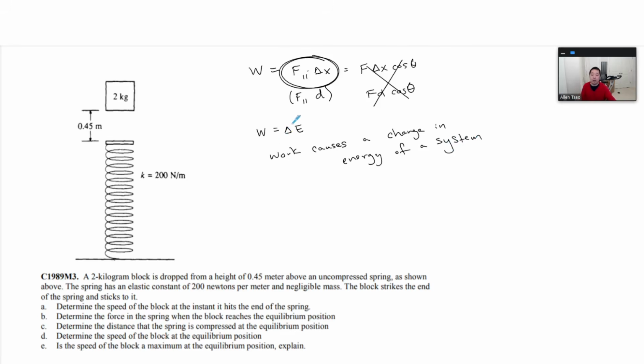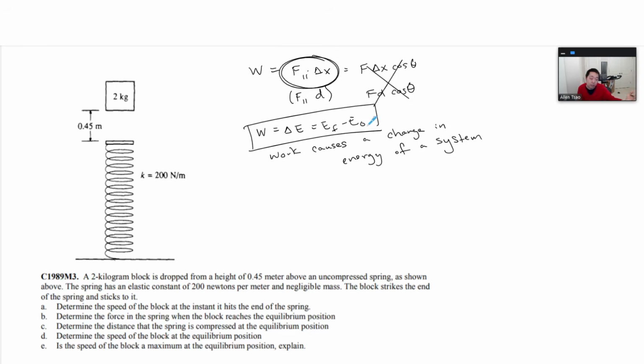So this is a key part. Change in energy, this triangle means change. It means E final minus E initial, if you want to think about it that way. Some people don't deal with that triangle. Work is the final energy minus the initial energy. That just means change. Here's the new energy, here's the old energy. The difference is the change in the energy. Work causes a change in energy in the system.